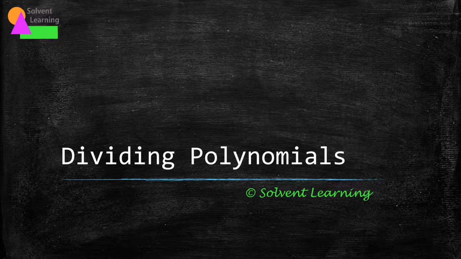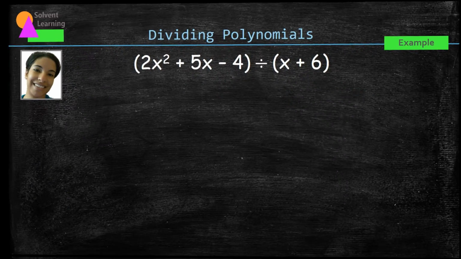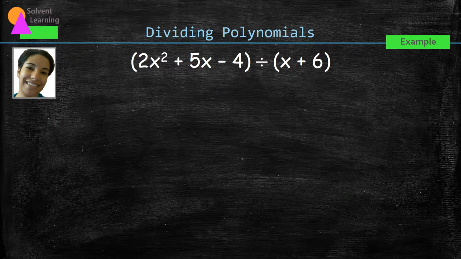Dividing polynomials. Here's an example of dividing two polynomials. In the first set of parentheses, we have a second degree trinomial, and we're dividing that by a first degree binomial. The first polynomial we call the dividend, and then the polynomial that we're dividing by we call the divisor.